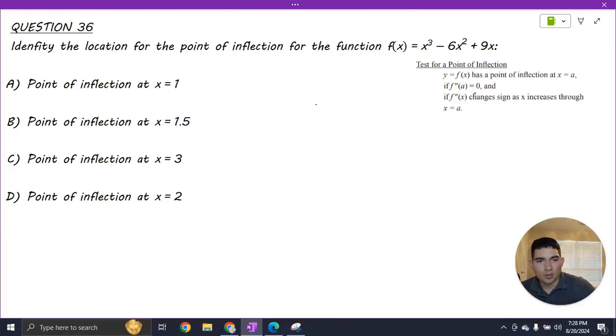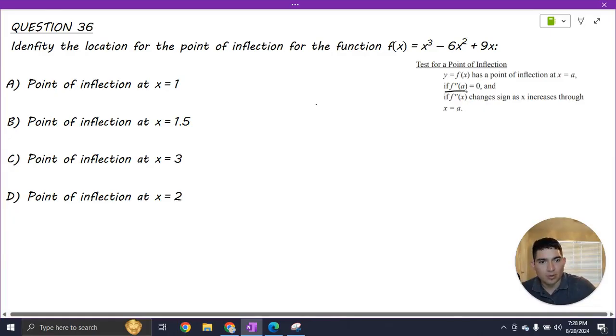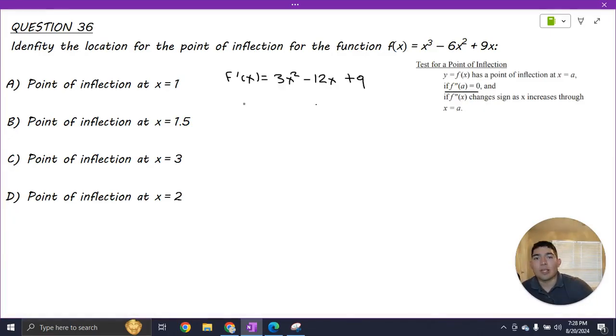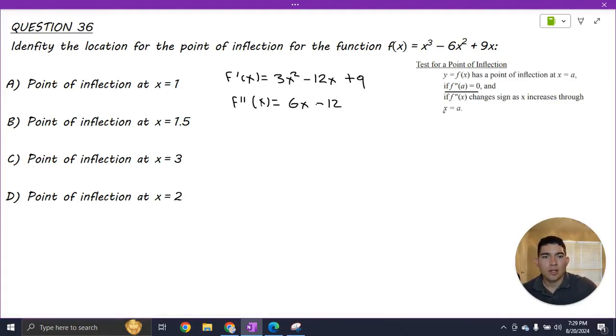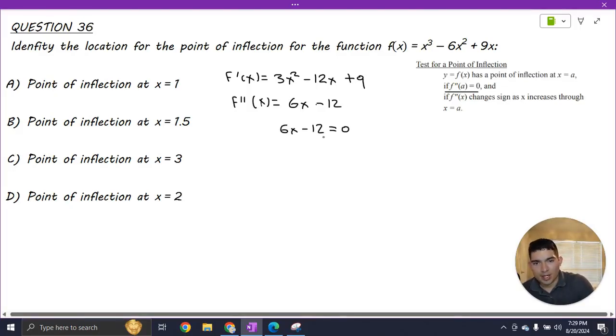So the first thing that we need to do is find our second derivative and find where our second derivative is equal to 0. Our first derivative is going to be 3x squared minus 12x plus 9. And our second derivative is going to be 6x minus 12. So like it says right here, let's find out where that second derivative is equal to 0. So I went ahead and set our second derivative equal to 0. That's going to give us 6x equals 12. And once we solve it, it's going to give us x is equal to 2.